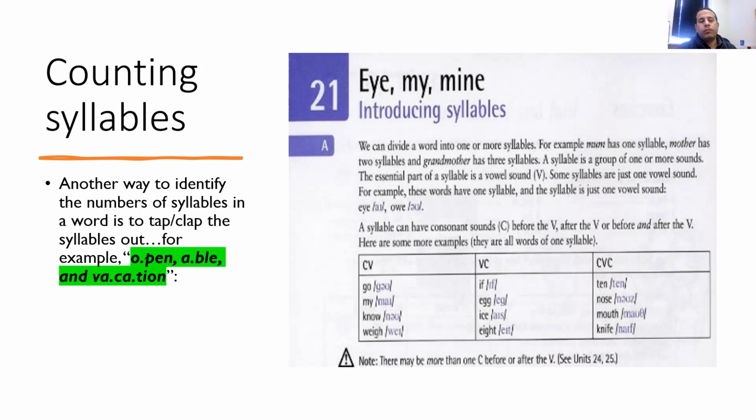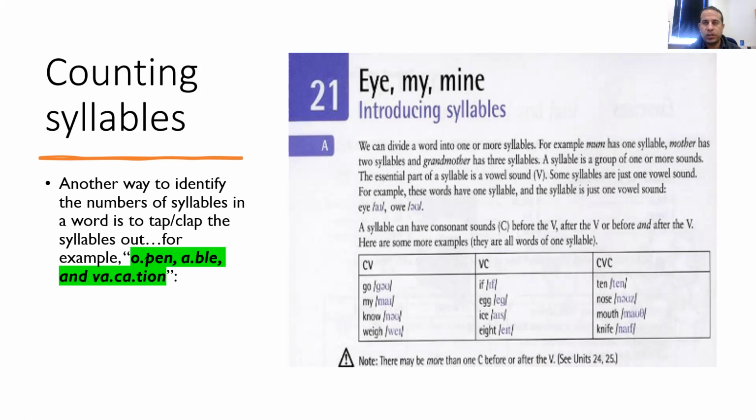So one way of counting syllables in English is to look for the English vowel sounds, not the vowel letters. So let's have, as an example, this word, open. How many vowel sounds do we have? We have two. Open, two. So how many syllables do we have in this word? Two. If we go to the next one, what do you think? How many syllables do we have? It's able. Two syllables, right?